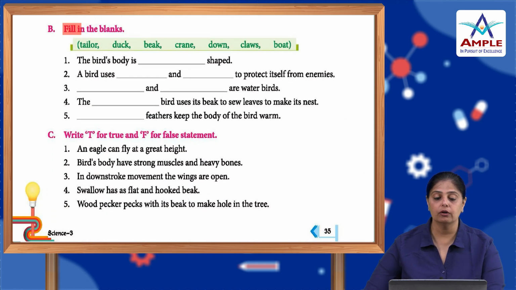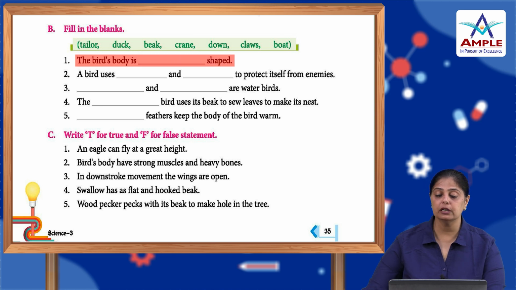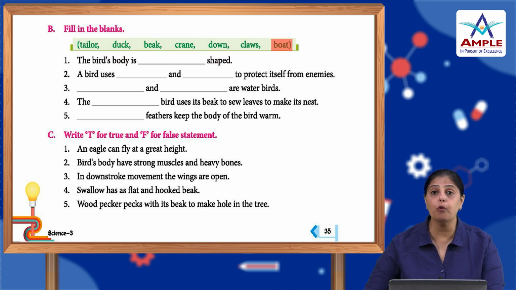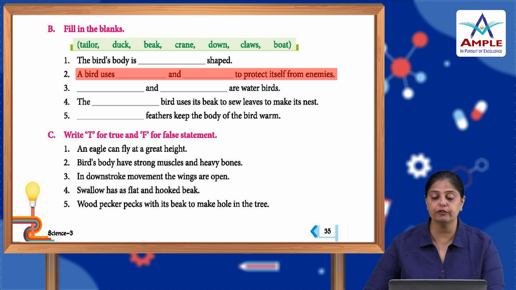Alright. Now, fill in the blanks. The bird's body is dash shaped. So, the bird's body is boat shaped. A bird uses dash and dash to protect itself from enemies. So, what does it use? It uses beaks and claws.